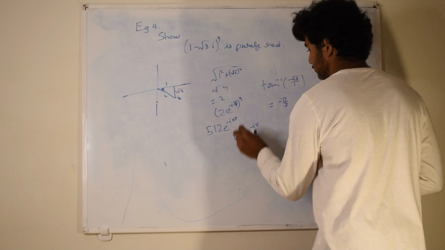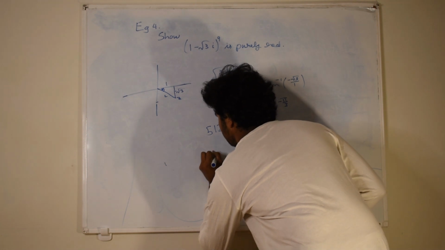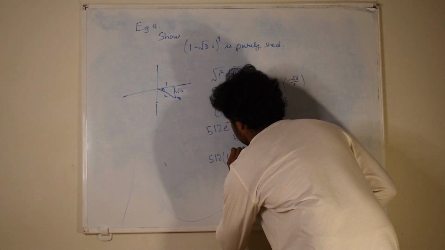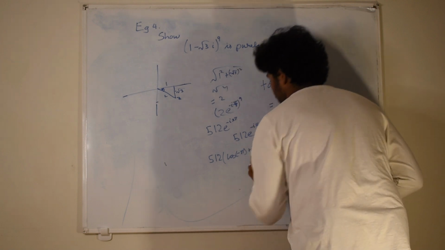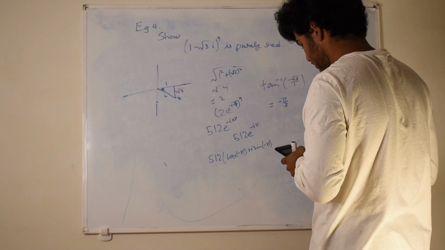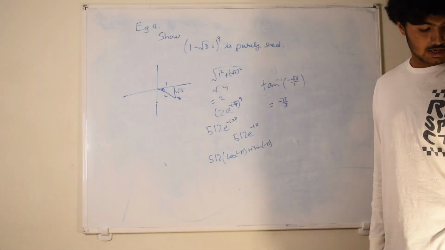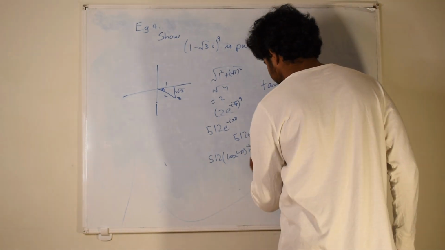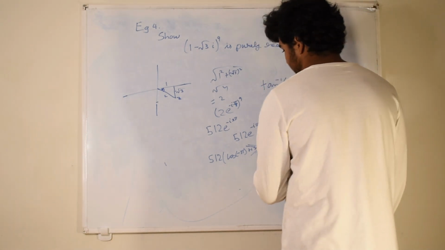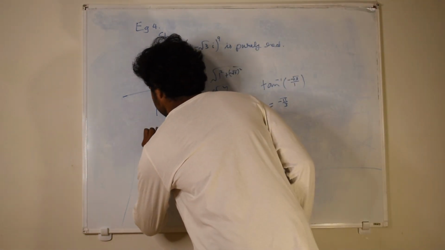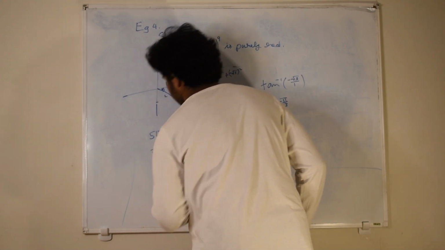We can change this back into mod arg form because it's asking us to show it's purely real. Mod arg form, we go 512 brackets cos negative pi plus I sine negative pi. What do you get for sine negative 180? You get 0, because sine 180 is 0, so sine negative 180 is also 0. So that cancels out. This then leaves us with 512 cos negative pi, which is negative 512. Final answer.